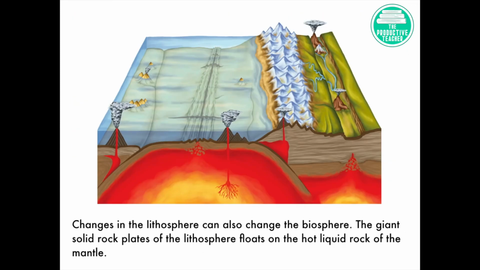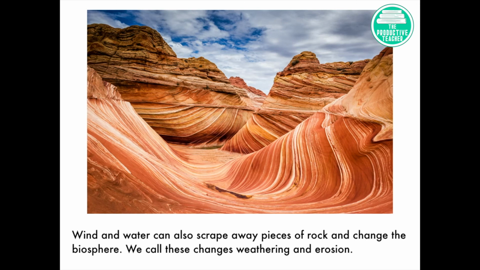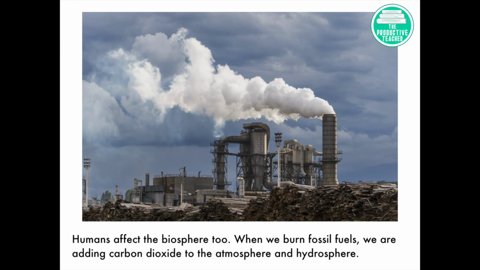Changes in the lithosphere can also change the biosphere. The giant solid rock plates of the lithosphere float on the hot liquid rock of the mantle. When the plates collide, they form mountains and volcanoes. Wind and water can also scrape away pieces of rock and change the biosphere. We call these changes weathering and erosion. Humans affect the biosphere too. When we burn fossil fuels, we are adding carbon dioxide to the atmosphere and hydrosphere.